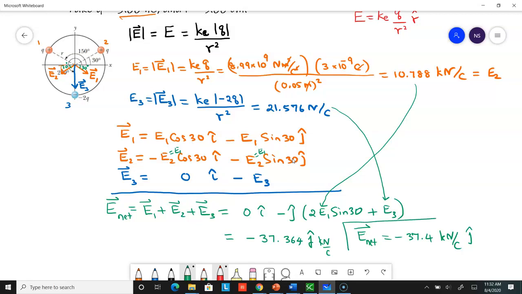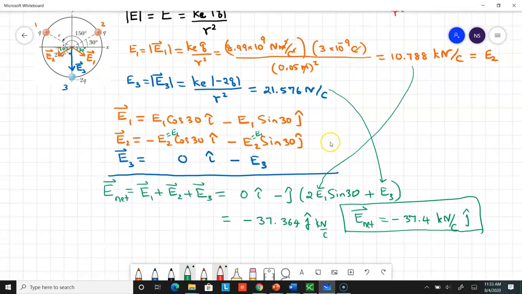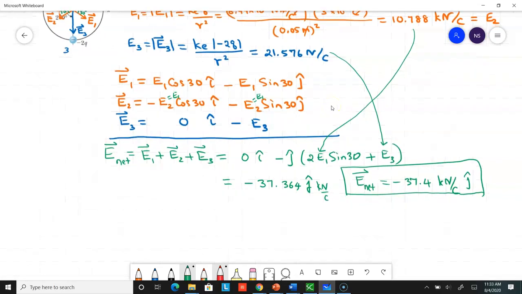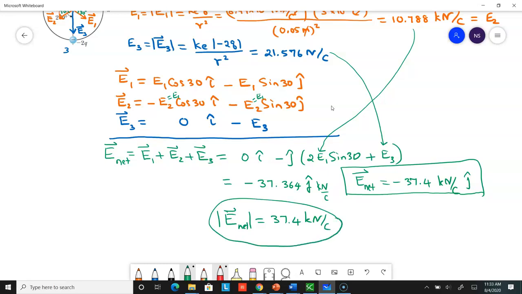So you could either leave it like this, or if anytime they specifically ask for magnitude and direction, you want to go one more step and you say the magnitude of the net electric field is 37.4 kilonewtons per coulomb, right? And the direction is negative j hat, or you can say it's completely downward like that.